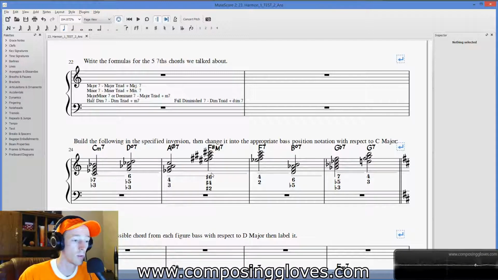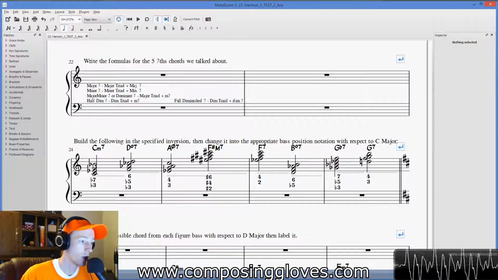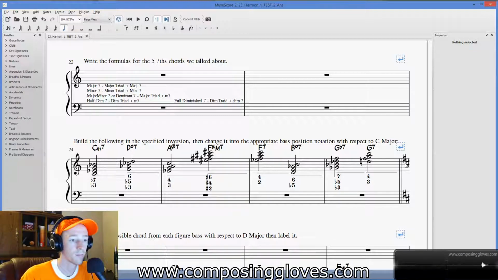Okay, so now we're doing the same thing as above: build the chord and the inversion and replace it with the proper figure bass. So here you go. That's the stuff. I compare it and so on and so forth.